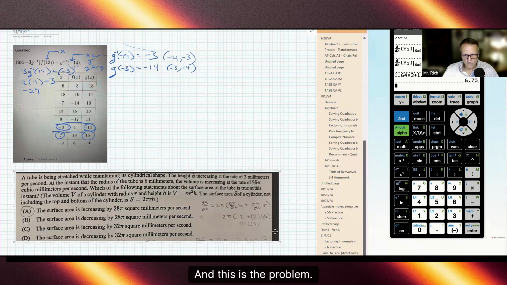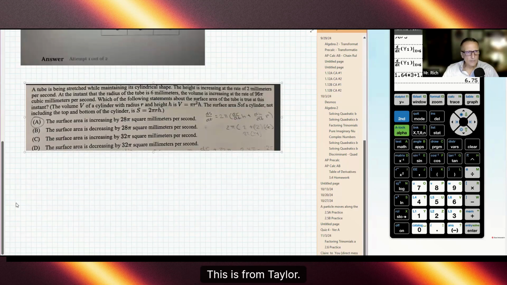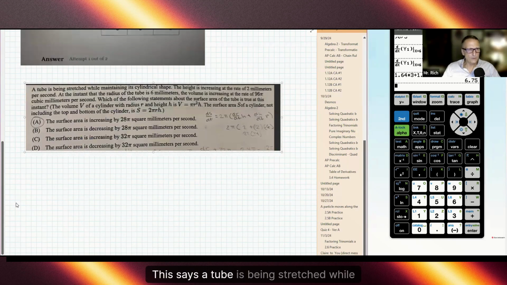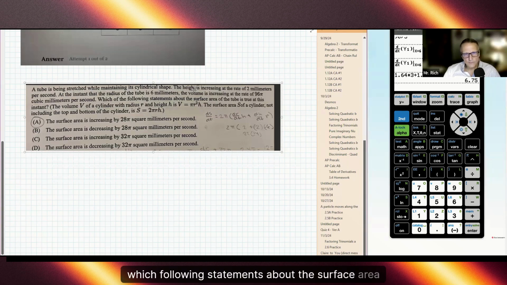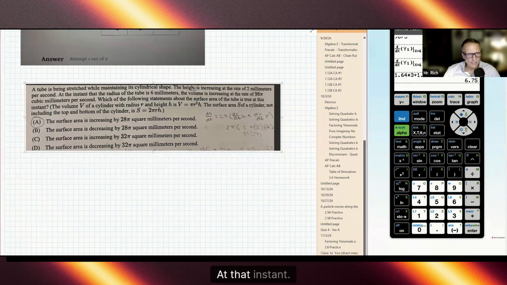And this is the problem. All right, this is from Taylor. It says a tube is being stretched while maintaining its cylindrical shape. The height is increasing at the rate of 2 millimeters per second. At the instant the radius of the tube is 6 millimeters, the volume is increasing at the rate of 96 pi cubic millimeters per second. Which of the following statements about the surface area of the tube is true at that instant?